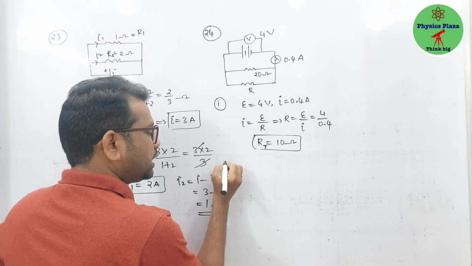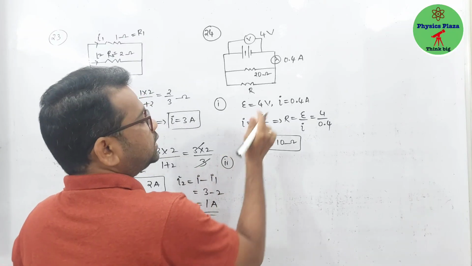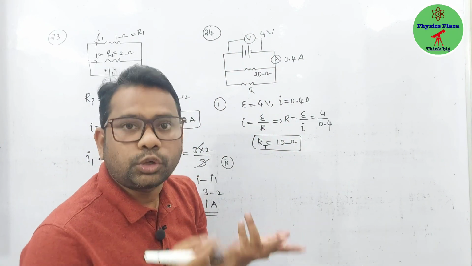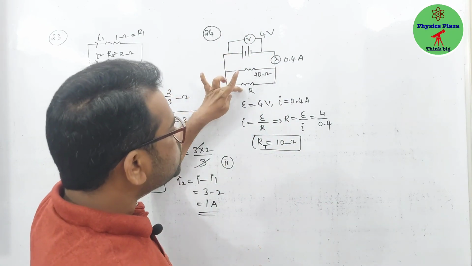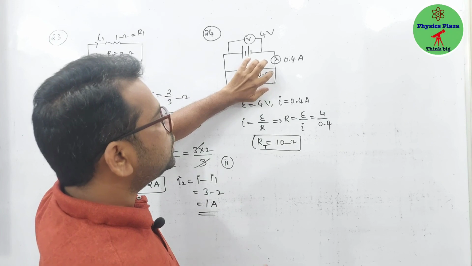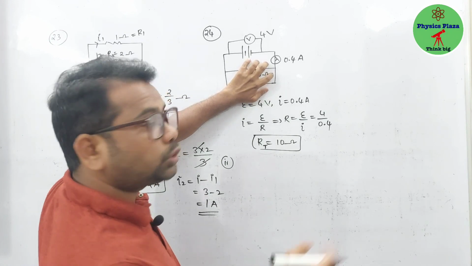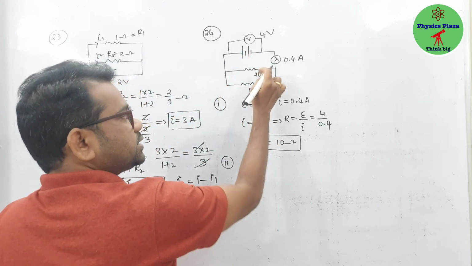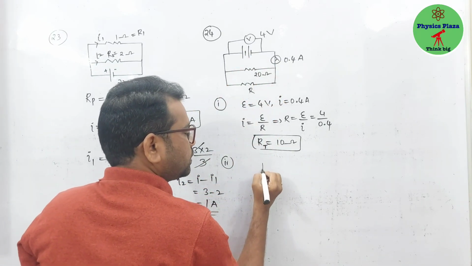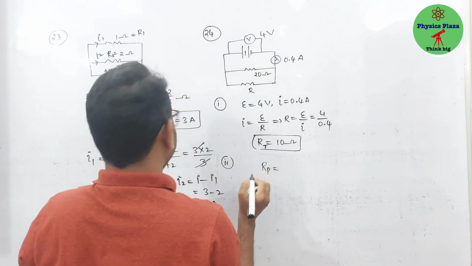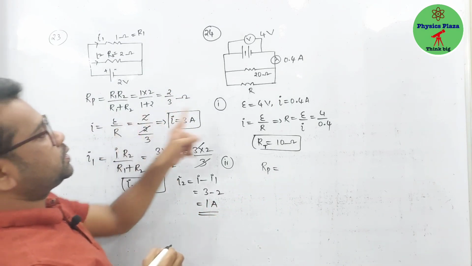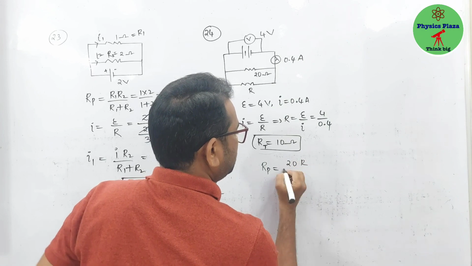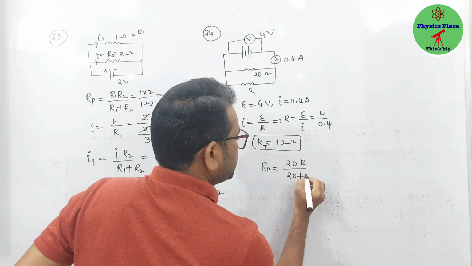Fine. Now the second one, they are asking us to calculate the R value. Children, in this entire circuit, how many resistors are there? 2 resistors. And these 2 are in parallel. This resultant resistance is the total resistance of the circuit, which we already calculated. As these 2 are in parallel, RP is equal to R1 into R2 by R1 plus R2, that is 20R by 20 plus R.